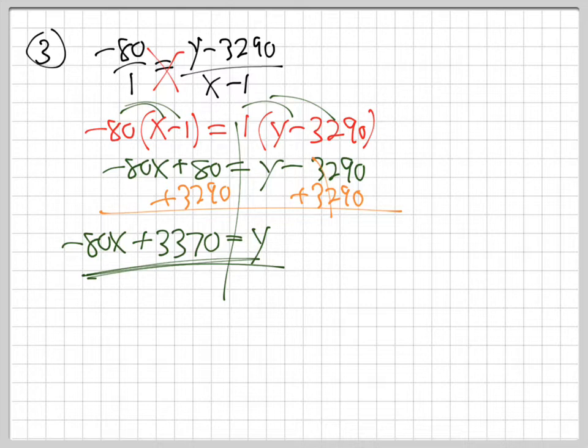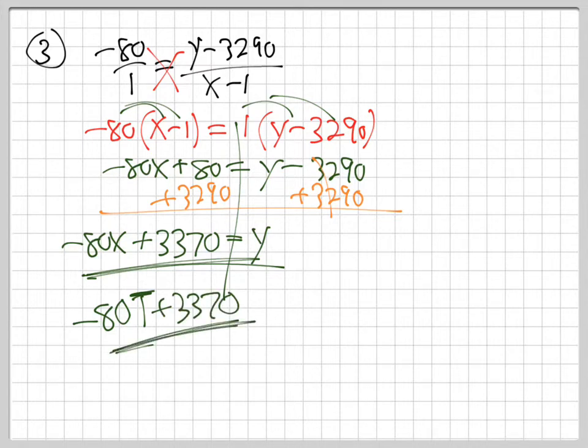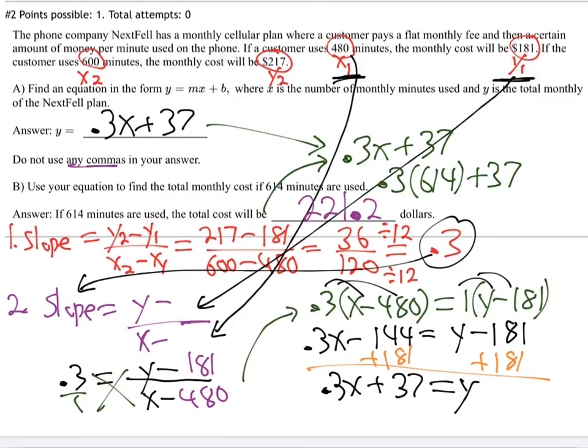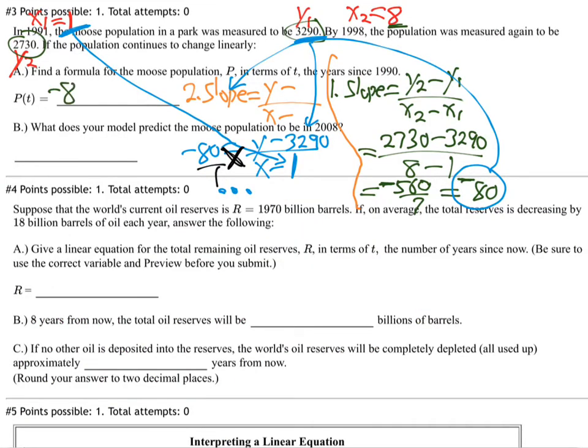But when you write the answer, they don't want that x. They want a t. If you look back to the question, they put t in the parentheses. So it's the actor thing again, right? T is just the actor playing the role of x. So minus 80t plus 3370. You got to get rid of the x because they said p, population at a time, t. So it's the same thing as x, just the actor playing the role of x.